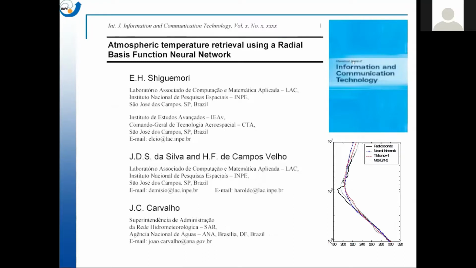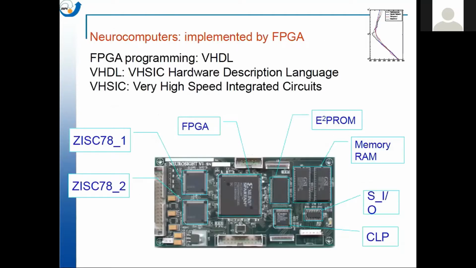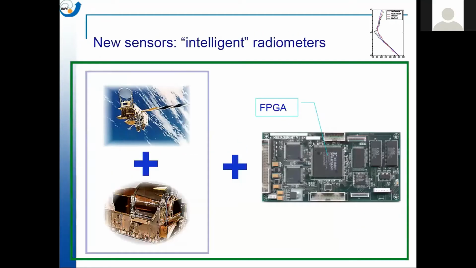For example, atmospheric temperature retrieval using a neural network. Using a neural network, you can migrate this algorithm to an FPGA. An FPGA is reconfigurable hardware. You can use this hardware inside our radiometer, and this radiometer could be inside a satellite. We call these intelligent radiometers. The intelligent radiometers not only provide the measured radiance, but also the profile that we are interested in.